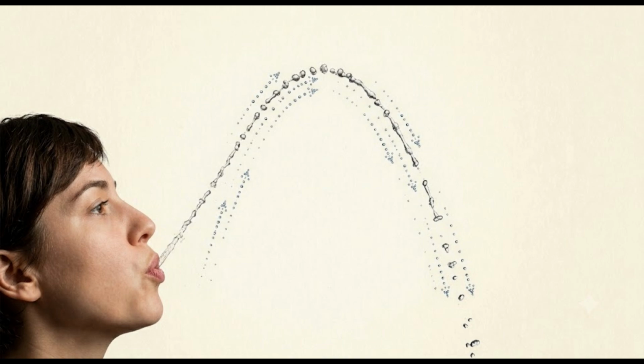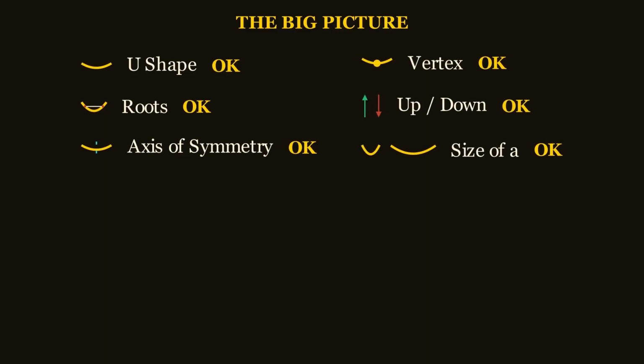So next time somebody hands you a quadratic, you already know its face. A U. Opens up if A's positive, down if A's negative. Vertex at the turn, mirror line down the middle. Crosses the floor twice, once, or not at all. And those crossings are your answers.